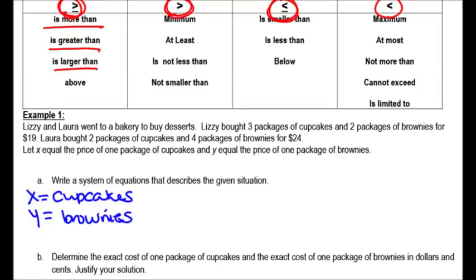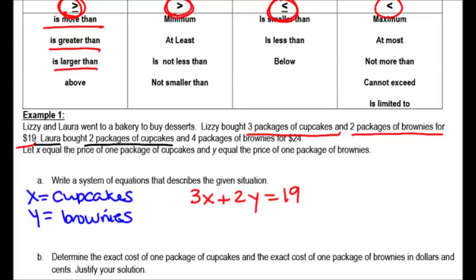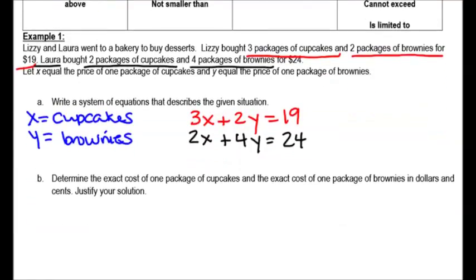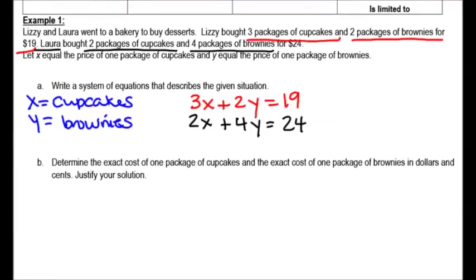All right, so let's take a look at Lizzie here. Lizzie bought 3 packs of cupcakes and 2 packs of brownies. So we would write it like this: 3x plus 2y equals 19, 3 packs of cupcakes and 2 packs of brownies for $19. Then we had Laura. She bought 2 packs of cupcakes and 4 packs of brownies. So that would look like this: 2x plus 4y equals 24, 2 packs of cupcakes plus 4 packs of brownies for $24. Now this should definitely look familiar because this is just elimination.